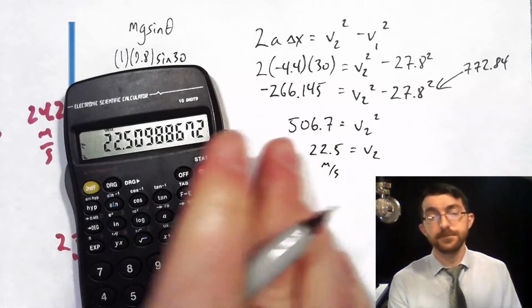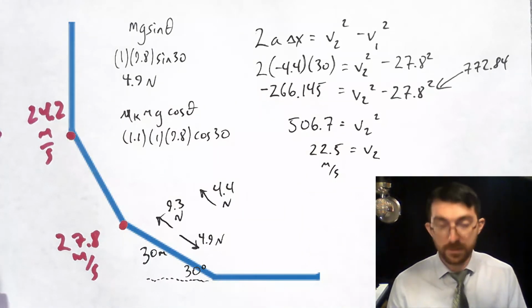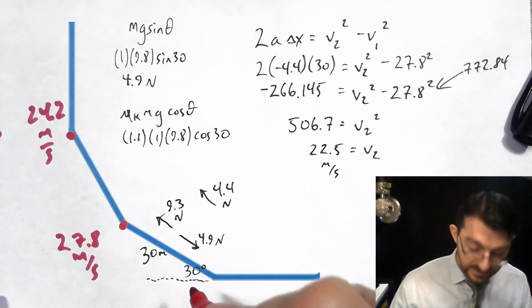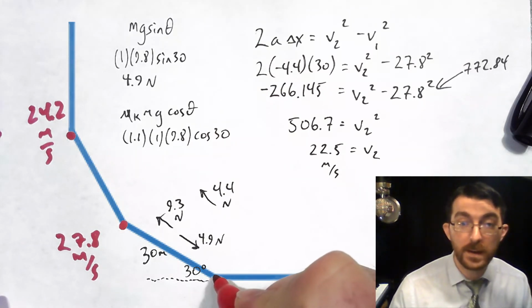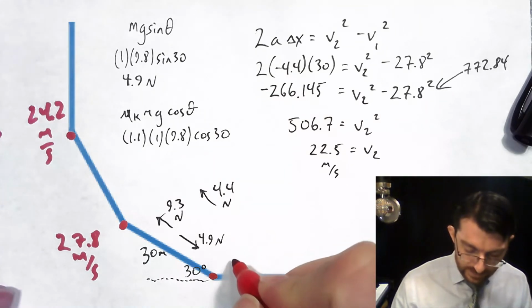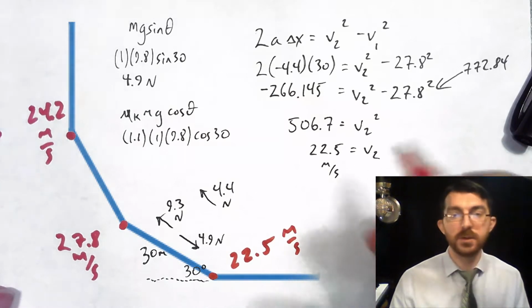There we go. That's how fast that thing is going right there. So let me write that in, and then we can move on to the last segment. So right there at the end of the third segment, our velocity is 22.5 meters per second.